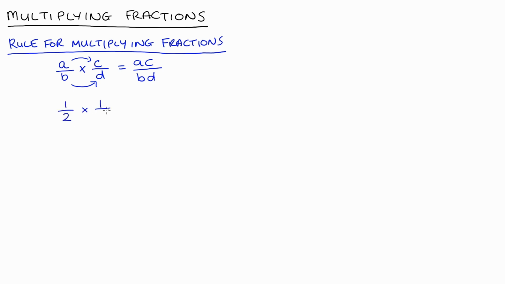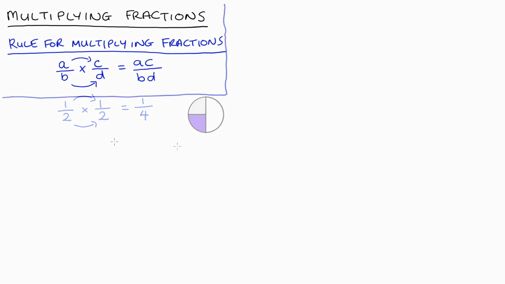If I had a half times a half, we could visualize it by thinking about half of a circle, and if you wanted to take a half of that half, we would get a quarter of a circle, right? So half of a half is a quarter. Well, applying our rule, 1 times 1 is 1, that's on the numerator, and 2 times 2 is 4, that's on the denominator, so we get a quarter. So you can see, hopefully, our rule is intuitive.